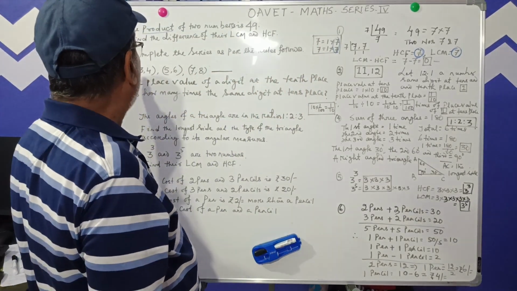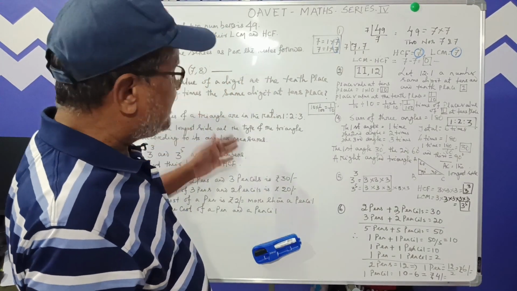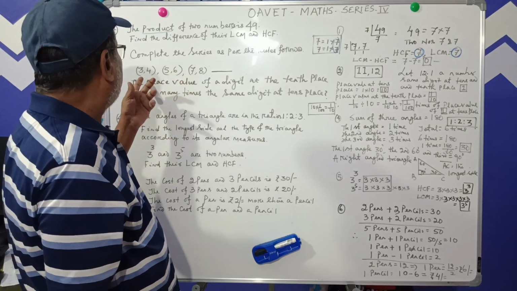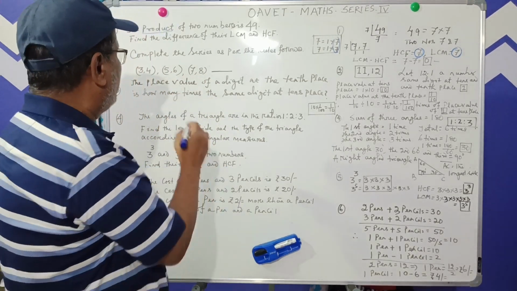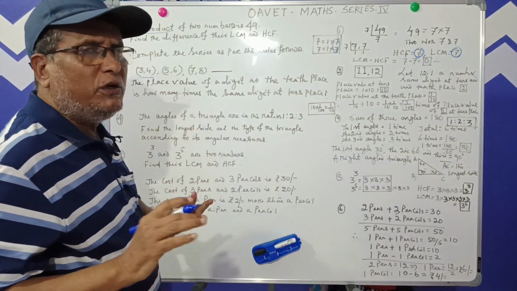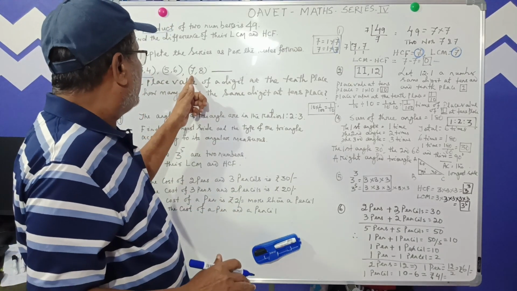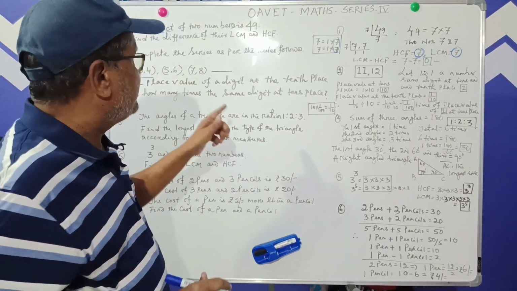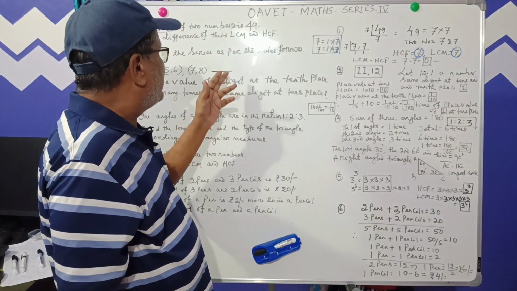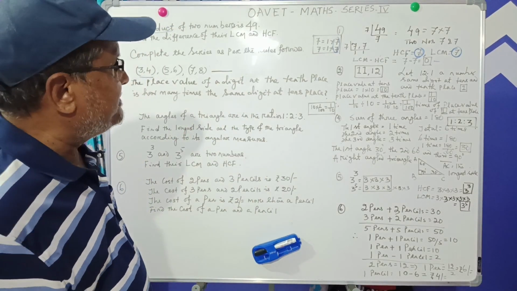Now come to question number 2. Complete the series as per the rules followed. First you see three pairs are given. The first pair is 3, 4. You see 3, 4 are two consecutive numbers. 5, 6 are two consecutive numbers, and the consecutive numbers' difference is 1. 7, 8, two consecutive numbers. So let's find out the next pair of two consecutive numbers. What is the answer?